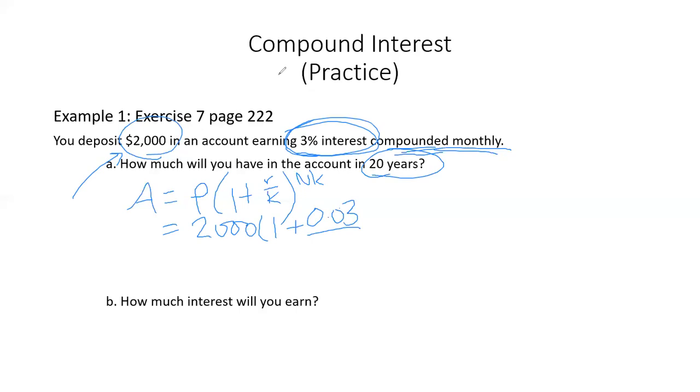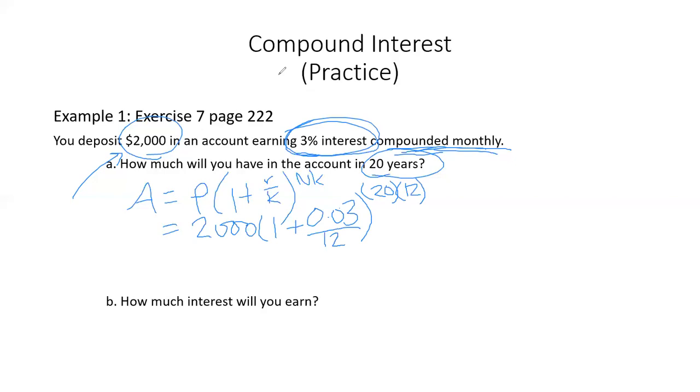K, so remember K is the number of times it's compounded per year. So if it's compounded monthly, we're going to say per year it's compounded 12 times. Our N here is the number of years, and then K, as we said, was 12.